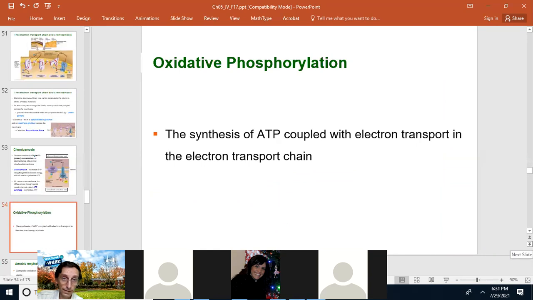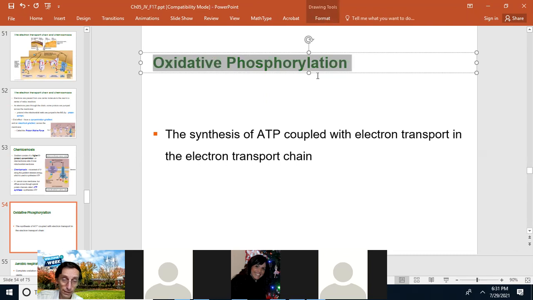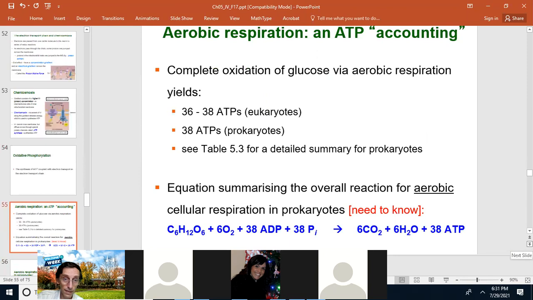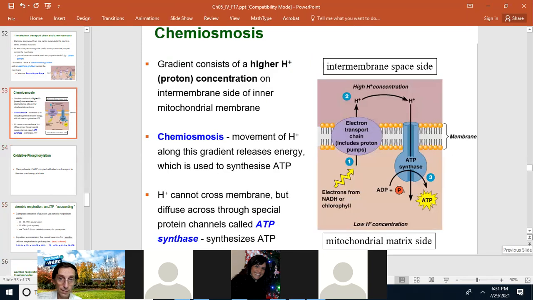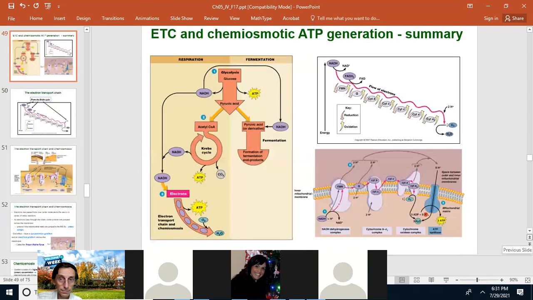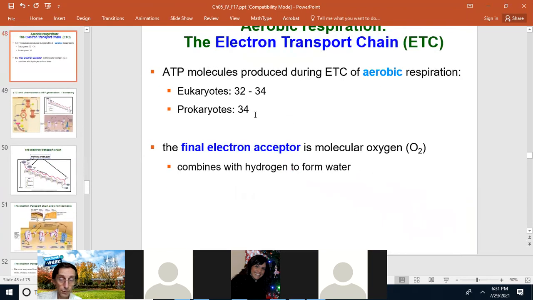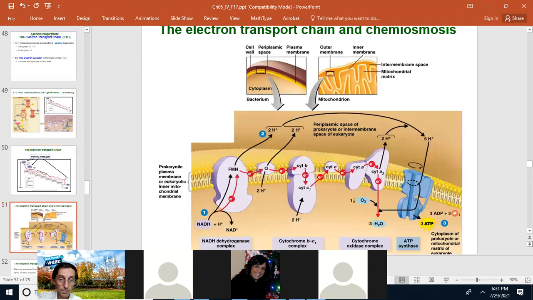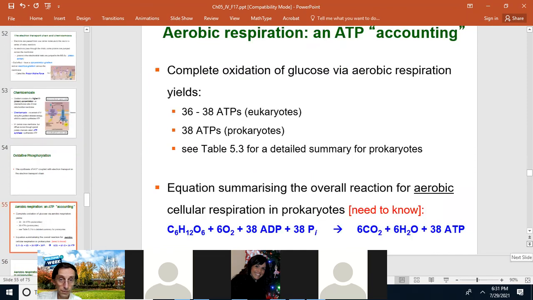And the electron transport chain is sometimes called oxidative phosphorylation. I will never call it that, and I won't require you to know this. I'm just pointing it out that some authors use that term instead of the electron transport chain. But this is where the synthesis of ATP happens in aerobic respiration, and that's where the majority of the ATP is made. If you remember from the slide earlier, the electron transport chain in eukaryotes makes 32 to 34, in prokaryotes 34 ATP. When we look at the total amount of ATP made by aerobic respiration, the vast majority of it happens in the electron transport chain.